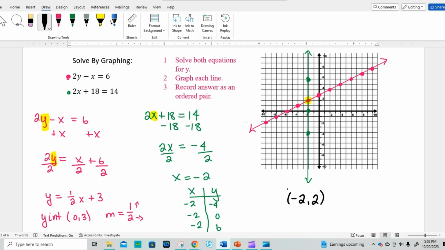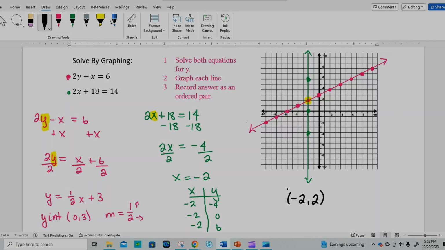But it's really not so bad, because once you establish what your x value is, everything on that vertical line is the same x value. So it's really just a vertical line at x equals -2. And x will equal -2 every single place on that line.